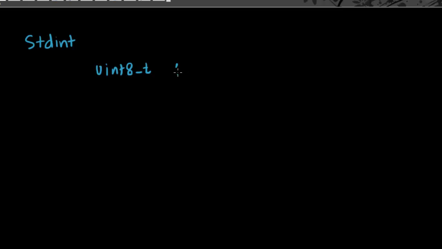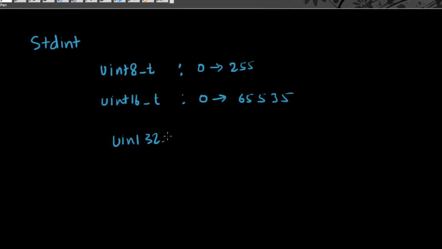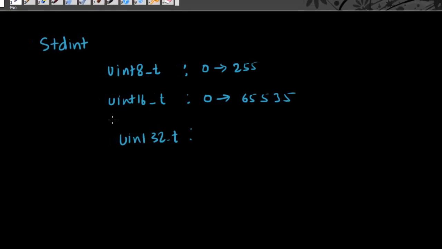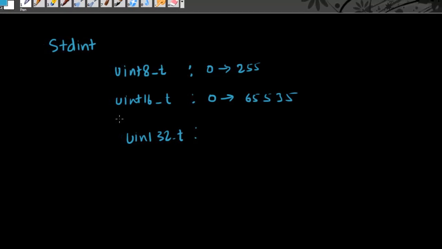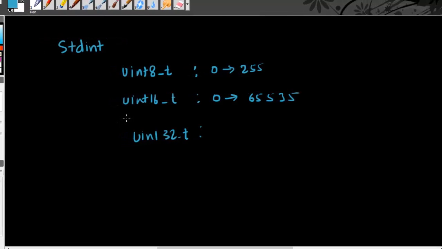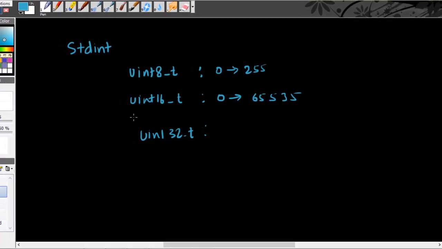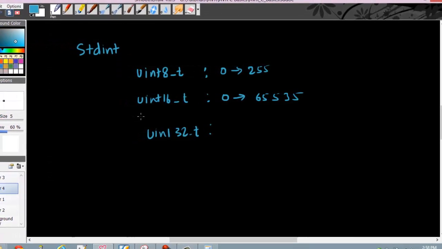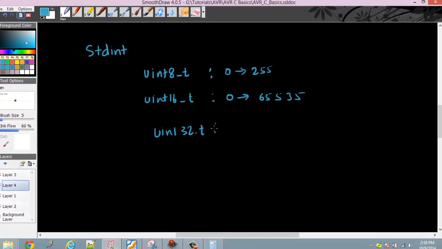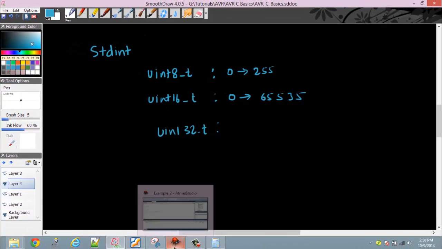So I know that the range of this is 0 to 255. Similarly, you have a data type of uint16_t, which goes from 0 to 65535, and similarly you have uint32_t. This is helpful because it explicitly tells us that the variable you're using stores a number and not a character. Let me pull up the AVR Studio and show you how you can include these additional data types with the standard library.